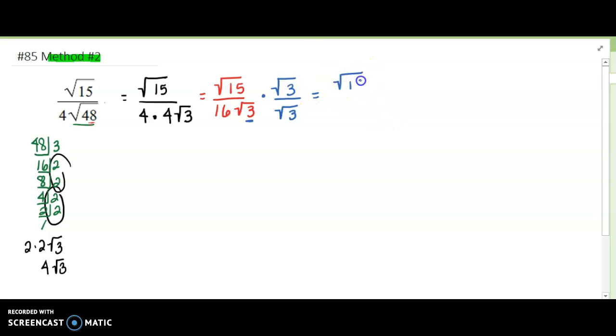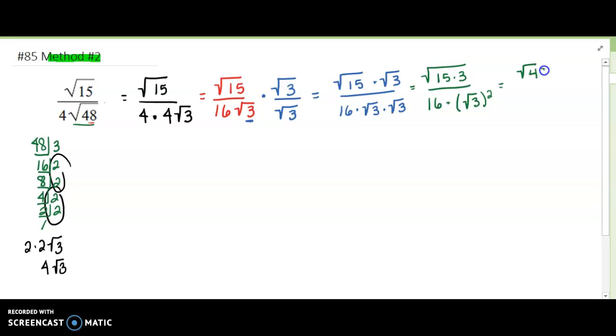What I get is the square root of 15 times the square root of 3 over 16 times the square root of 3 times the square root of 3. Well, this is just the square root of 15 times 3. I can put those together over 16 times, well, the square root of 3 times the square root of 3 is the square root of 3 squared. So the square root of 45 over 16 times, well guys, the square root of 3 squared, remember these are inverses, so the square and the square root cancel each other out, and I have 3.